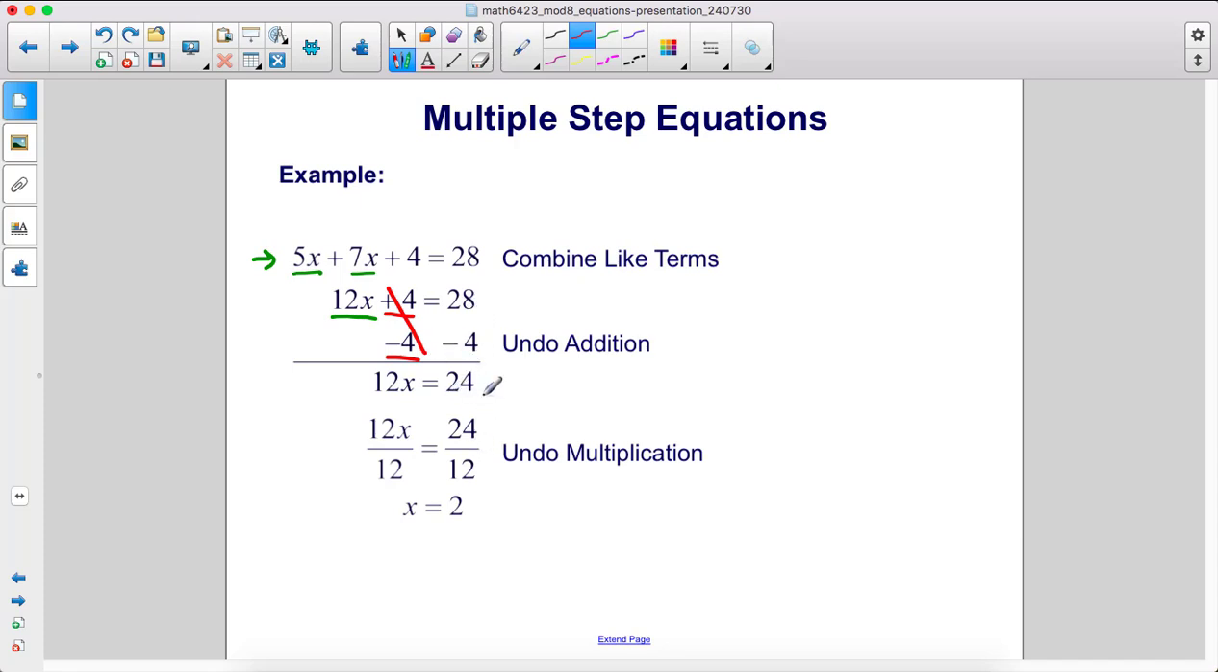28 minus 4 is 24. Now we have 12x equals 24. We're going to have to undo that multiplication by dividing both sides by 12. 24 divided by 12 is 2, therefore x equals 2.